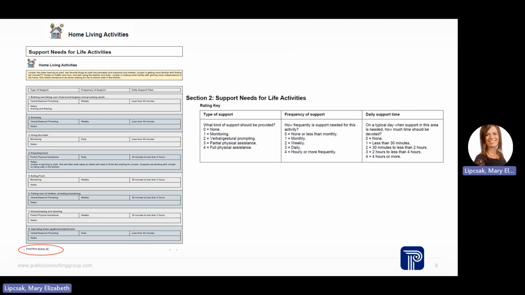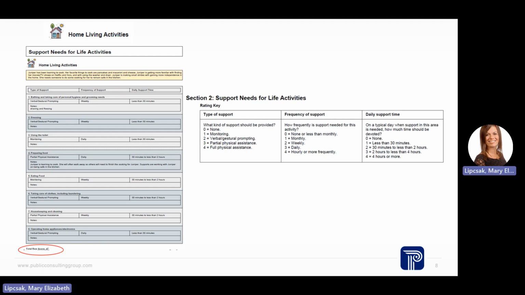The next section of this report is Section 2, Support Needs for Life Activities. This is the main part of the report. There are 7 life activities and the Section 2 rating key description. These 7 life activities include home living, community living, health and safety activities, lifelong learning activities, work activities, social activities, and advocacy activities.